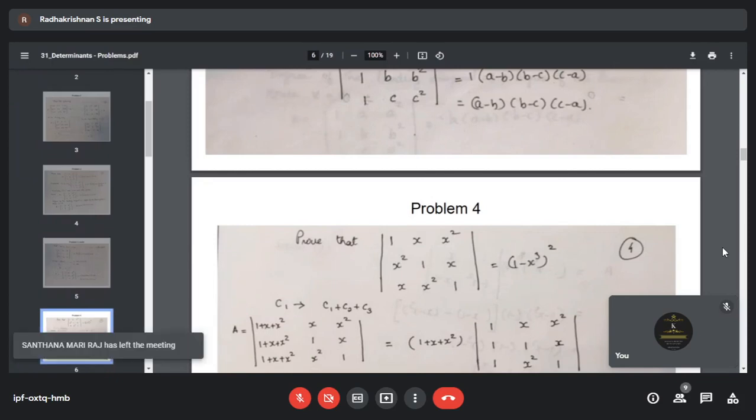One clue I will give: 1 minus x cube is equal to 1 plus x square into 1 minus x. So if you can take out some 1 minus x from this somehow, then one factor can be taken out.